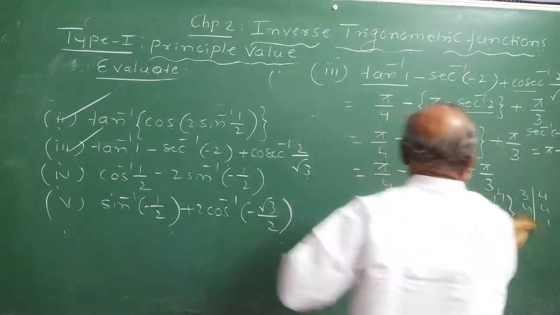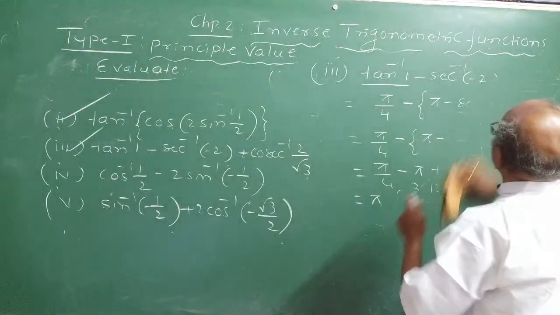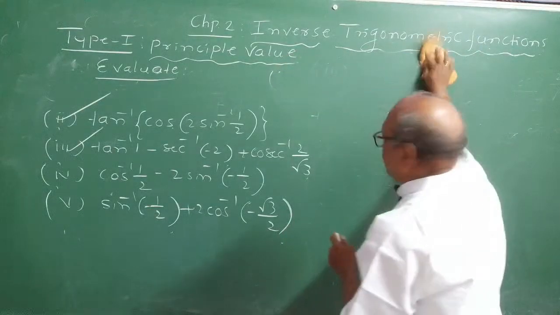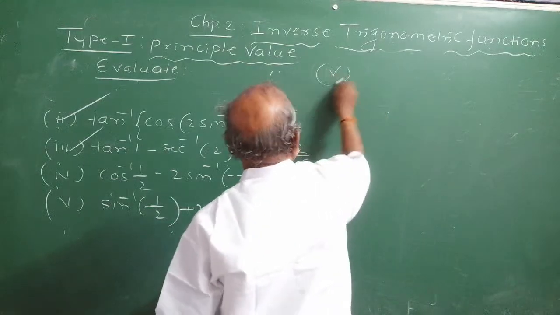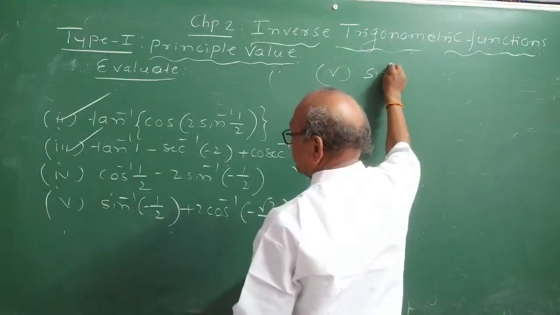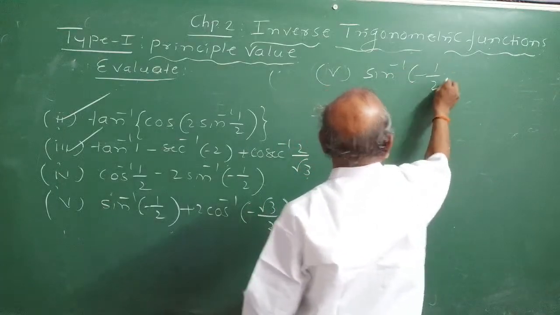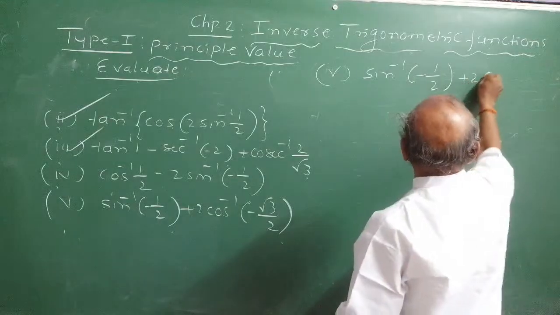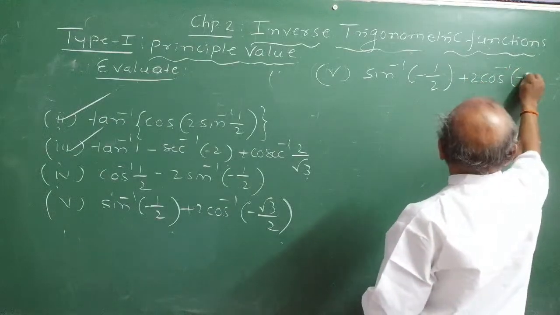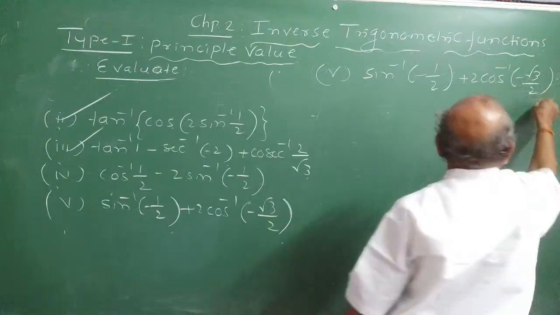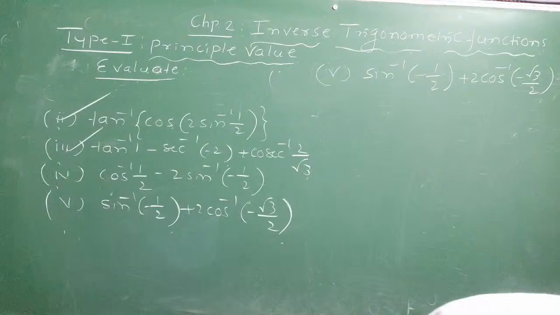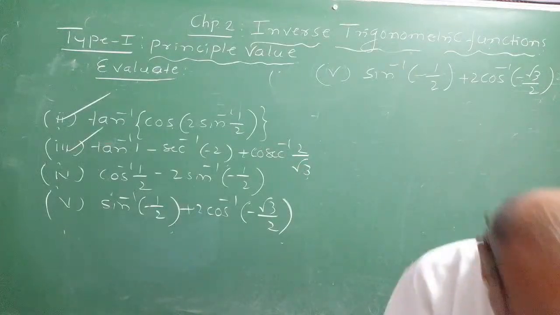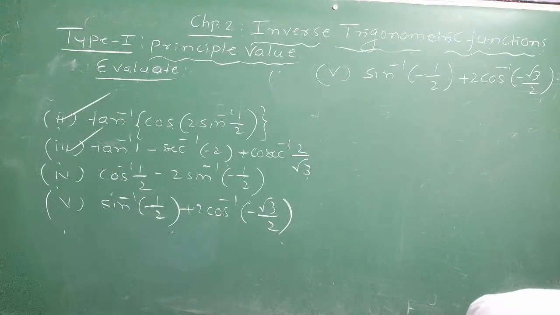Take the next one. Fourth one, sin inverse minus 1 by 2. Fifth one. Try this. Take 1 or 2 minutes. Sin inverse minus 1 by 2 plus 2 cos inverse minus root 3 by 2. Try to solve the problem.